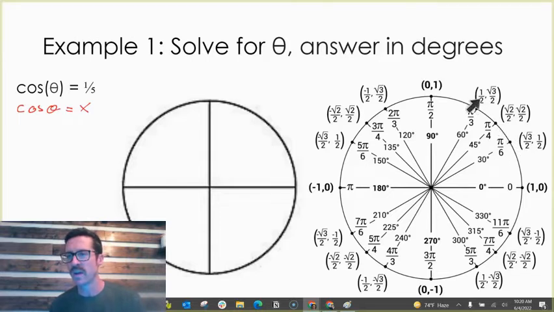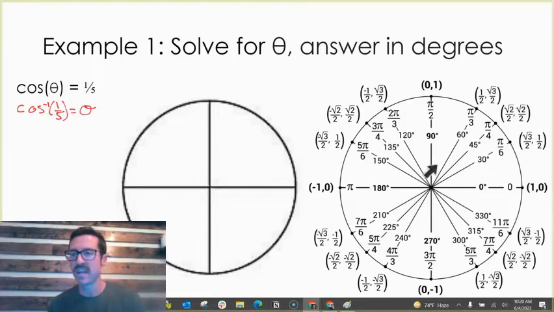And if we look, we see that we've got a whole bunch of x-coordinates, especially over here where cosine is positive, over here in quadrants 1 and 4, but there's no 1/5 there. So we can't just look and identify the solution from our unit circle. So what we're going to do instead is we're going to use the inverse function on our calculator, and it's going to spit out theta at us.